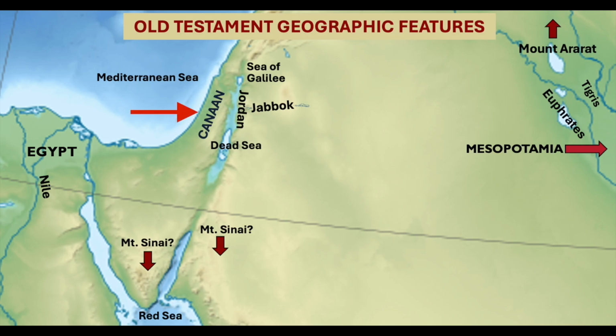Of course, central to the early portions of the Old Testament is the land of Canaan, just to the left of center on the map, and it borders the eastern shore of the Mediterranean Sea.